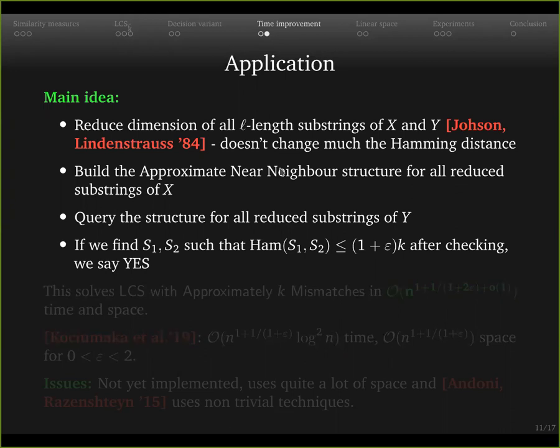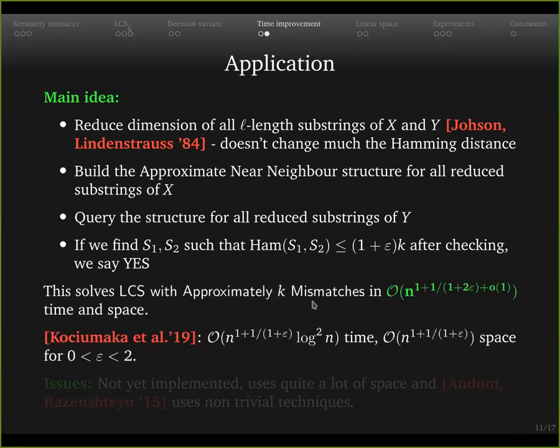This way, we can build the approximate near neighbor structure for all reduced substrings of x, and then query the structure for all reduced substrings of y. And if we find 2 reduced points that are at distance less than CR, we know by our dimension reduction that it means that the Hamming distance is at most (1 plus epsilon)k. We check, and then we can return yes. This solves the LCS with approximately k mismatches in n to the power 1 plus 1 over 1 plus 2 epsilon plus O of 1, which is an improvement.